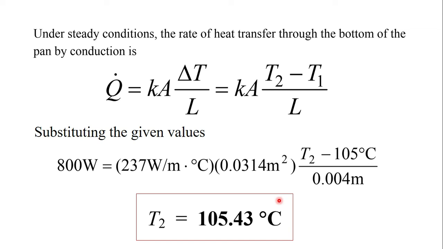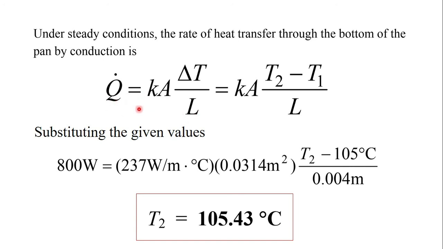Under the steady state conditions, the rate of heat transfer through the bottom of the pan is actually due to the conduction process, and we have to use this formula: the heat transfer rate is equal to the thermal conductivity multiplied by the surface area multiplied by the temperature difference over the thickness of the bottom of the pan. We are given the heat transfer rate and thermal conductivity, and we have determined the surface area in the previous slide, and we are also given the thickness of the pan.